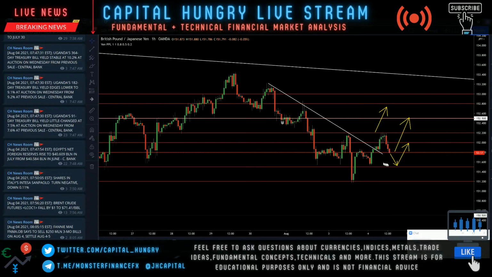This area, if we get the pullback down to here and fail to break, would be the high risk, high reward buy area. This would be the potential medium risk buy area. This is the safer buy zone area. High risk, high reward, medium risk, medium reward.